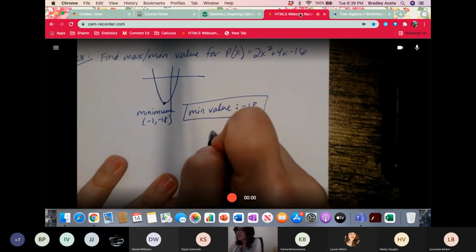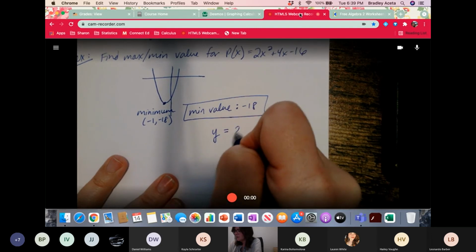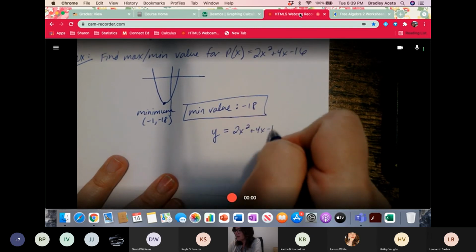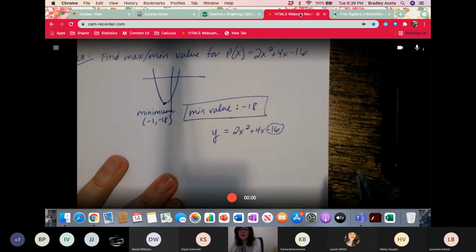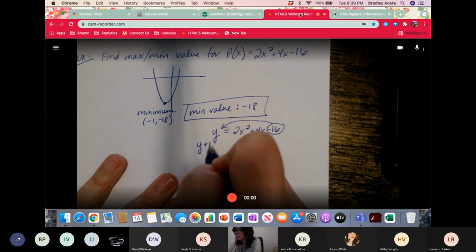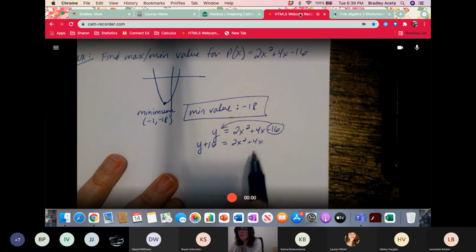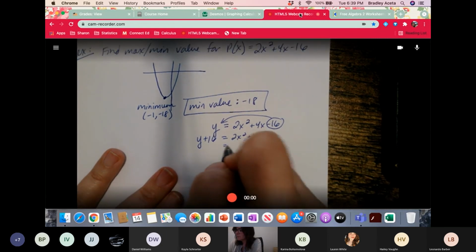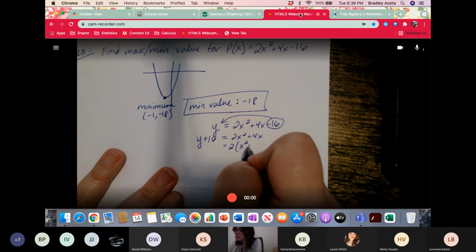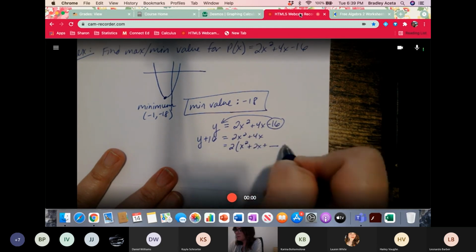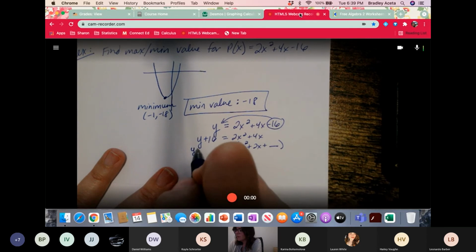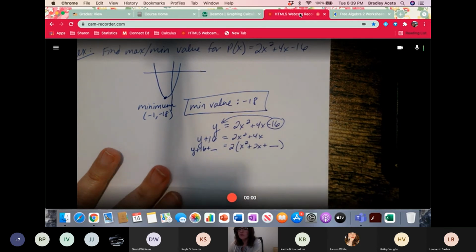We've got this, okay? Y equals 2x squared plus 4x minus 16. Take that minus 16, bring him over to that side and change his sign. Y plus 16 equals 2x squared plus 4x. This has to be a 1, so I'm going to factor out a 2. 2 times x squared plus 2x plus blank. Y plus 16 plus blank. I mean, when you do enough of these, when you do practice, it gets to be so second nature to you.